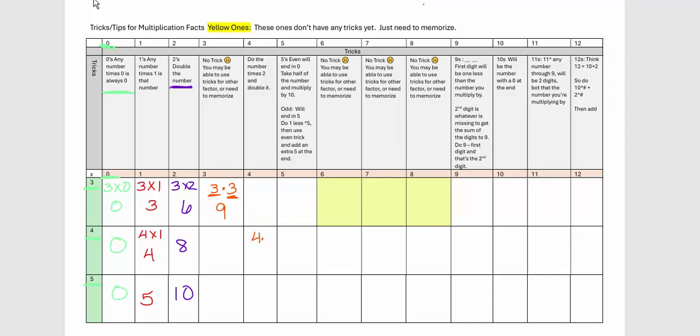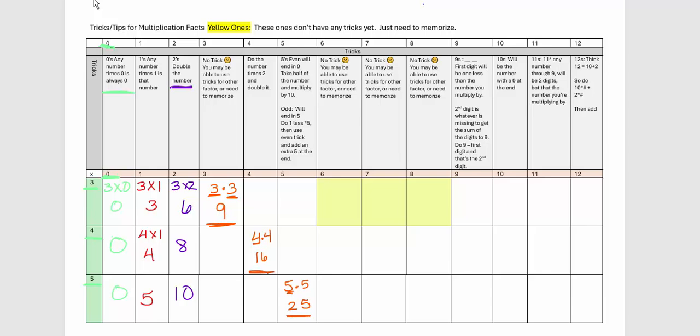4 times 4, that's also another square, that's 16. And 5 times 5 is another square, that's 25. So these ones, we don't have a trick for them, but because they're squares, people usually just remember them. And if you don't remember it, you can also use your 4s trick and your 5s trick, and we'll talk about those in a minute.